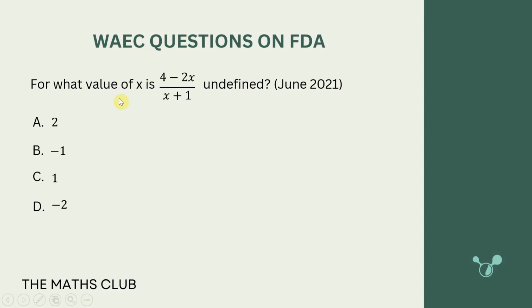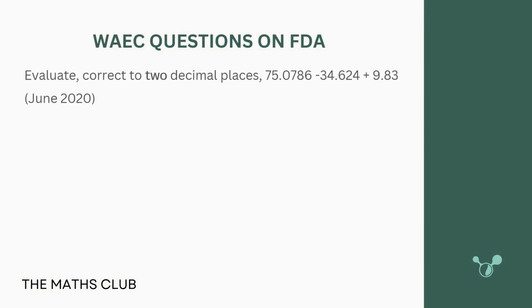And that's what they said. Find the value of x for which this will be undefined. So our answer is what? Our answer is B. Great. Minus 1. So we've entered 2020.